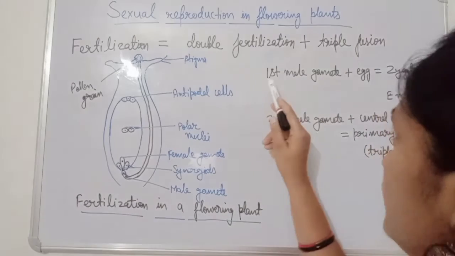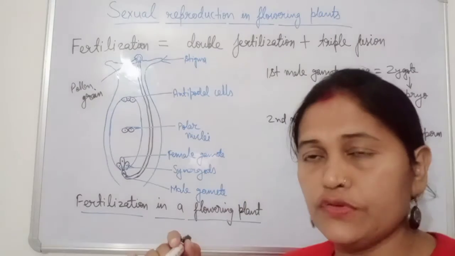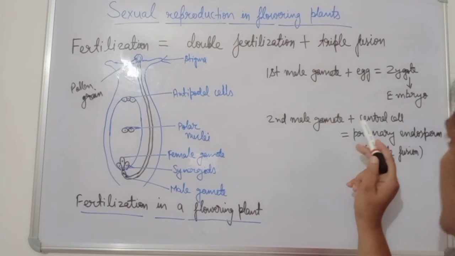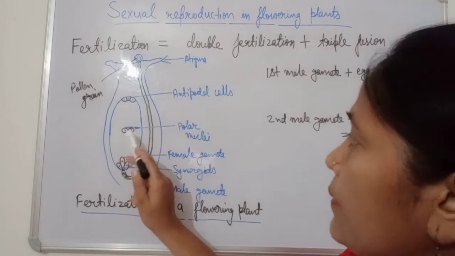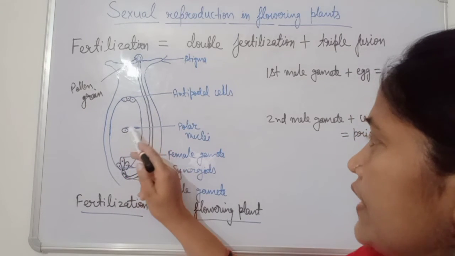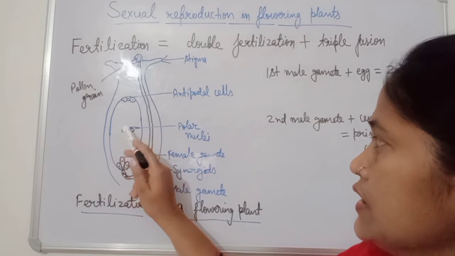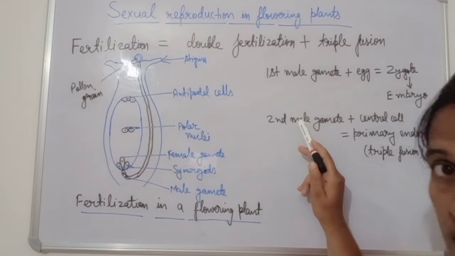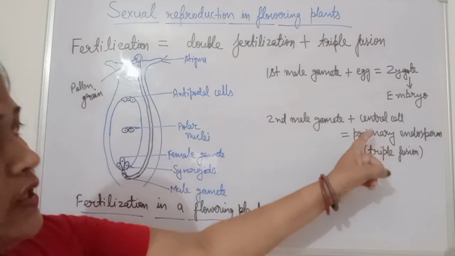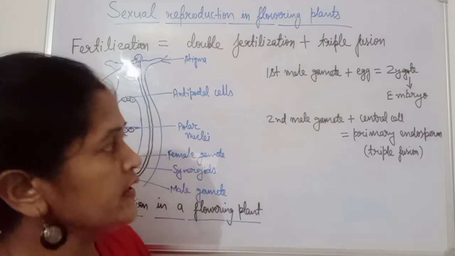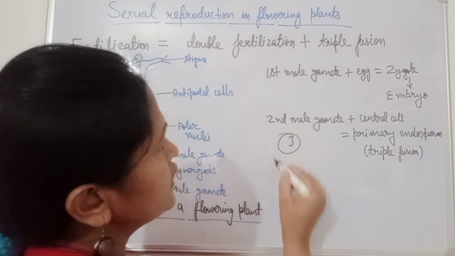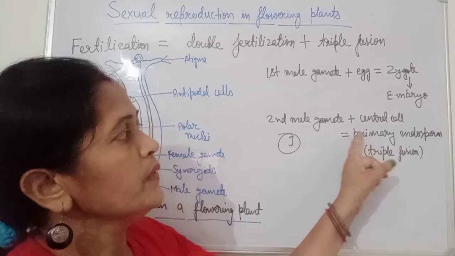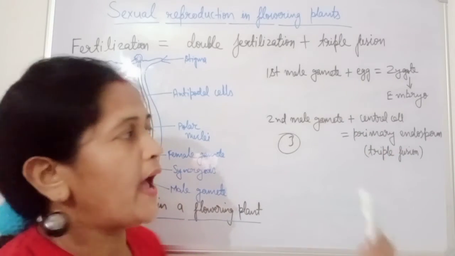So this is the first male gamete, how it fuses, and what product forms. The second male gamete fuses with the central cell. This is the binucleated structure, the polar nuclei, known as the central cell, because it contains two nuclei. So one nucleus from the second male gamete and two nuclei here: 2 plus 1, total 3. That's why it is known as triple fusion, and it will form the primary endosperm.